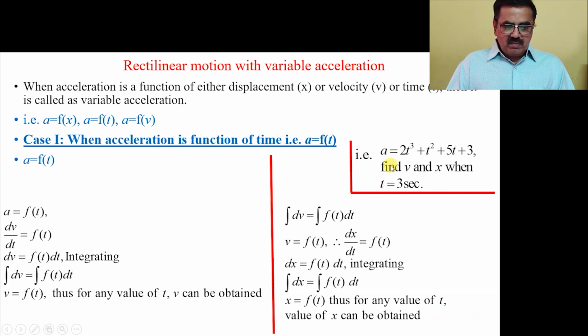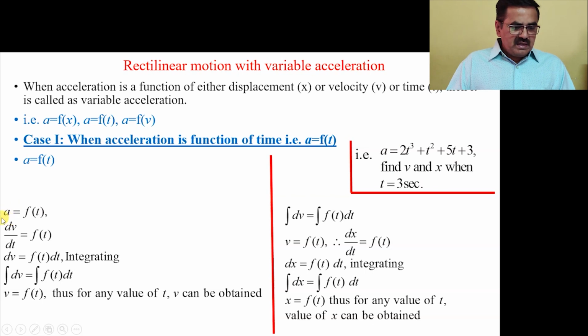So this is our problem. To find velocity at time t, we have to convert this equation in terms of v and t. Similarly, to calculate x at time t, we have to convert this equation in terms of x and t. Then only we can solve this problem. So how to convert the given equation as per our requirement, that we will discuss.